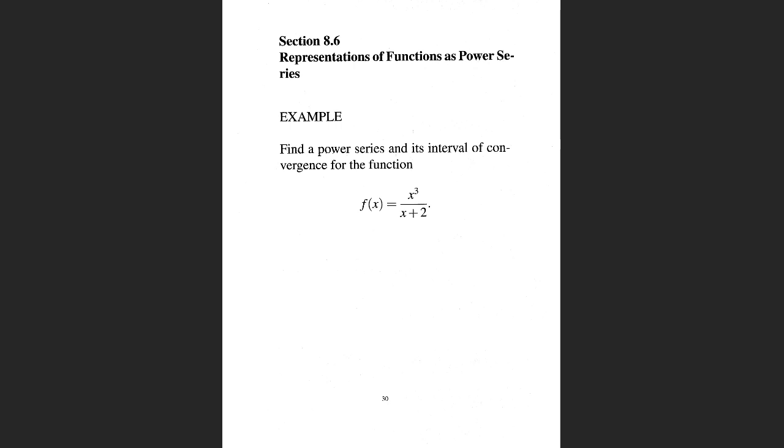Okay, so here we want to find a power series and its interval of convergence for this function here. Now this function is equal to x cubed over x plus 2. Again, another rational function. All right, so, well, we have to use our Apple formula. We remember the Apple formula. So I'll take you through the solution. Are we ready to go to the next page?